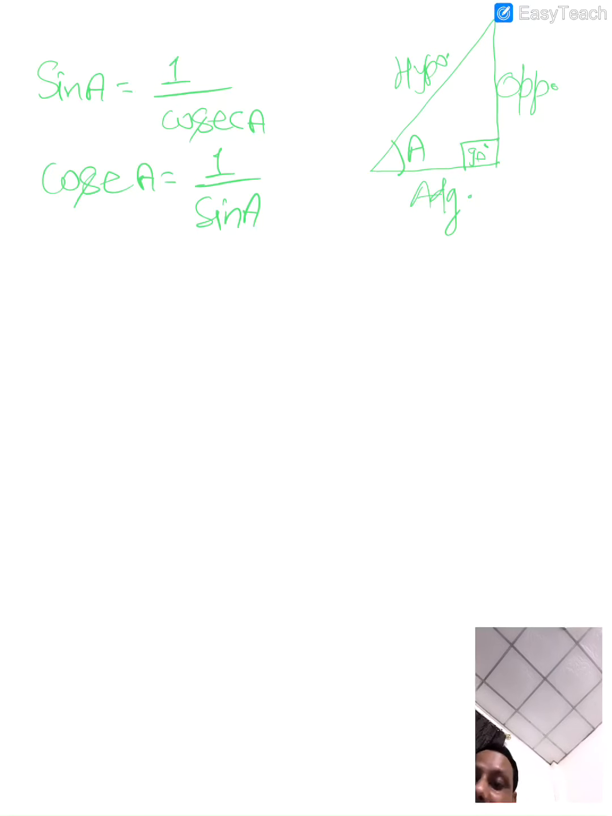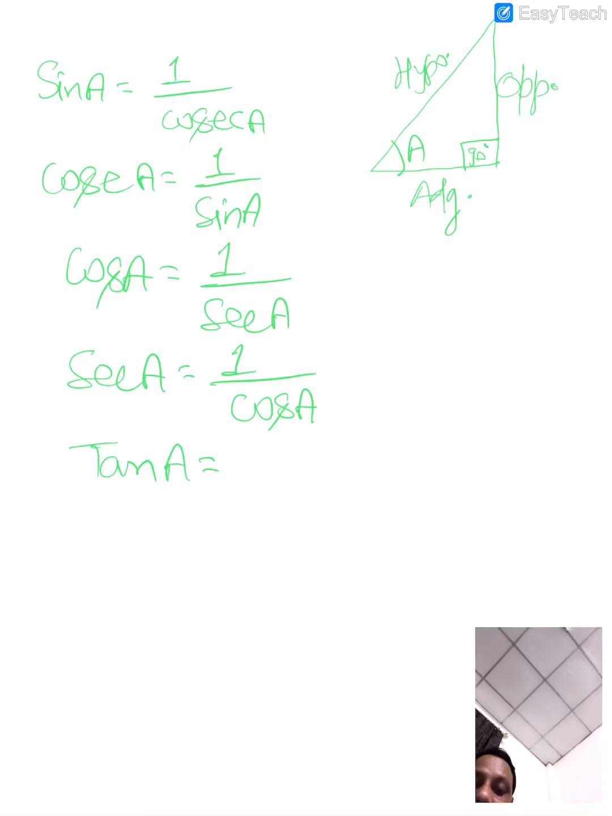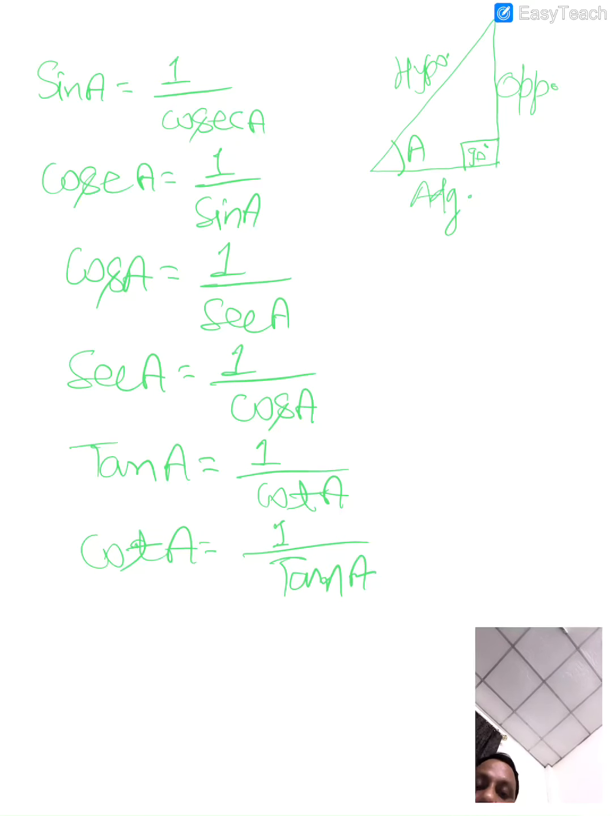Now the second part, we are going to talk about cos A. Cos A is 1 over sec A, and sec A is 1 over cos A. Alright, now the third, tan A. Tan A is equal to 1 over cot A, and cot A is equal to 1 over tan A. So these are all 6 ratios, and this is how to prove them.